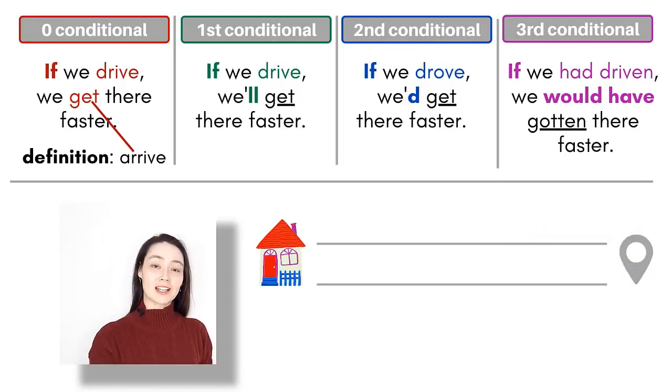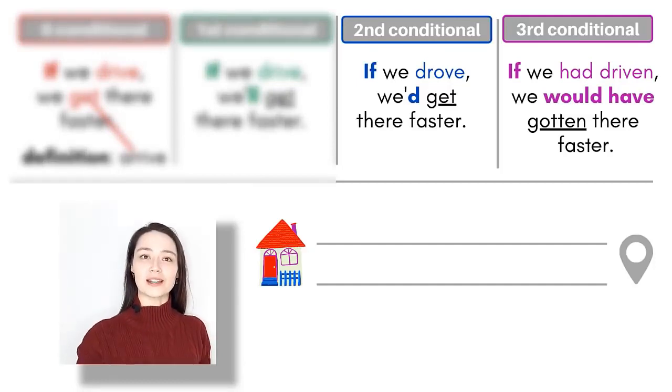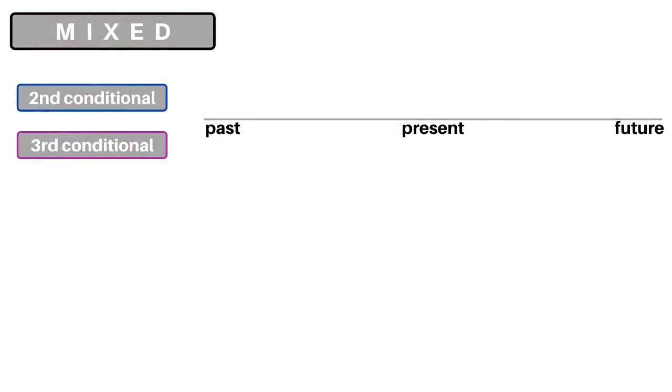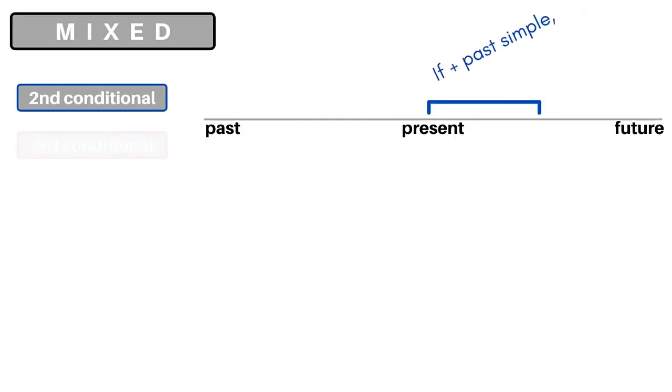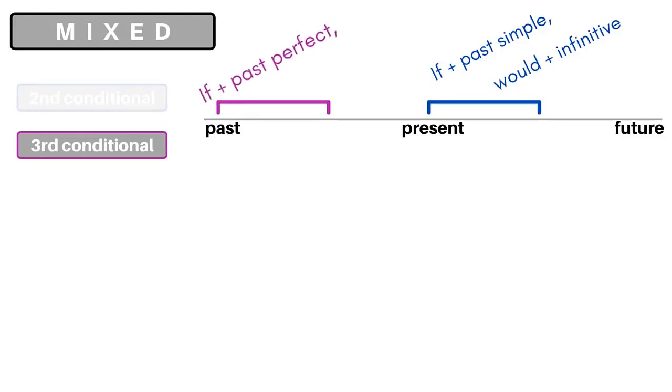So, the good news is when we look at mixed conditionals, we can forget about the 0 and first conditional. So, let's keep going. We're almost done. So we know the second conditional is about a hypothetical present, future, if past simple, would infinitive, or other modal. We know the third conditional is about a hypothetical past condition with a hypothetical past result. If plus past perfect, would have plus past participle.